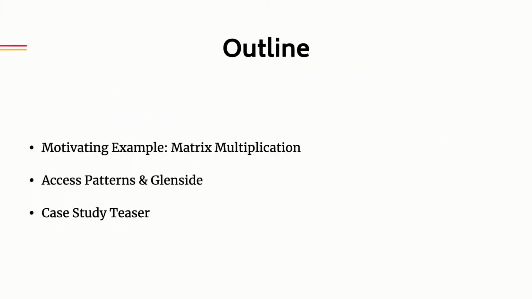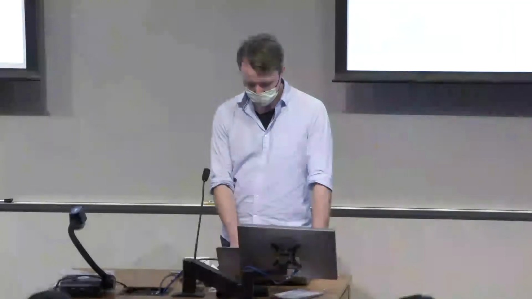So let's talk a bit about Glenside. So the outline for the rest of this talk, first I'm going to talk about matrix multiplication. We're going to step through how we implement matrix multiplication in a low-level and pure way, and that's going to be kind of our motivating example. And then we'll use what we learned from that experience to define Glenside's core abstraction, which we call the access pattern. We'll use it to define the rest of Glenside as well. And then we'll hint at some case studies about why Glenside is actually useful and why it's neat.